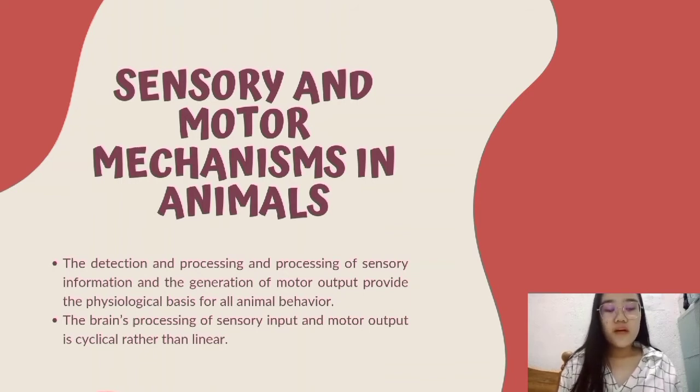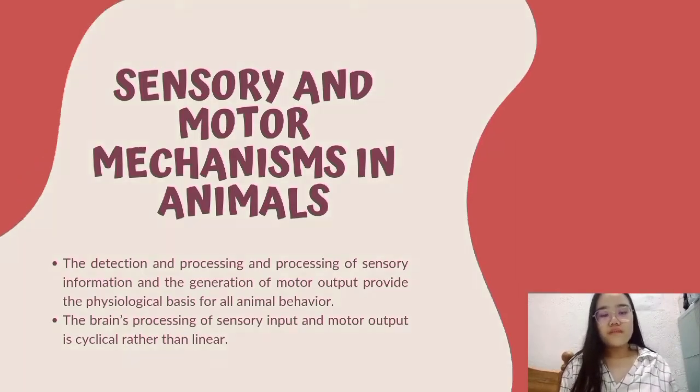The detection and processing of sensory information and the generation of motor output provide the physiological basis for all animal behavior. Sense organs are essential for animals to be aware of their environment. It also contributes to their behavior. The brain's processing of sensory input and motor output is cyclical rather than linear.